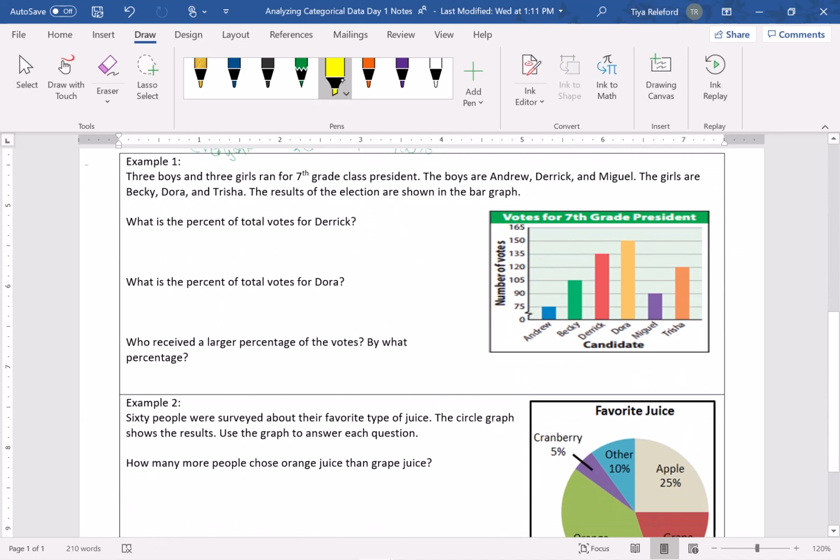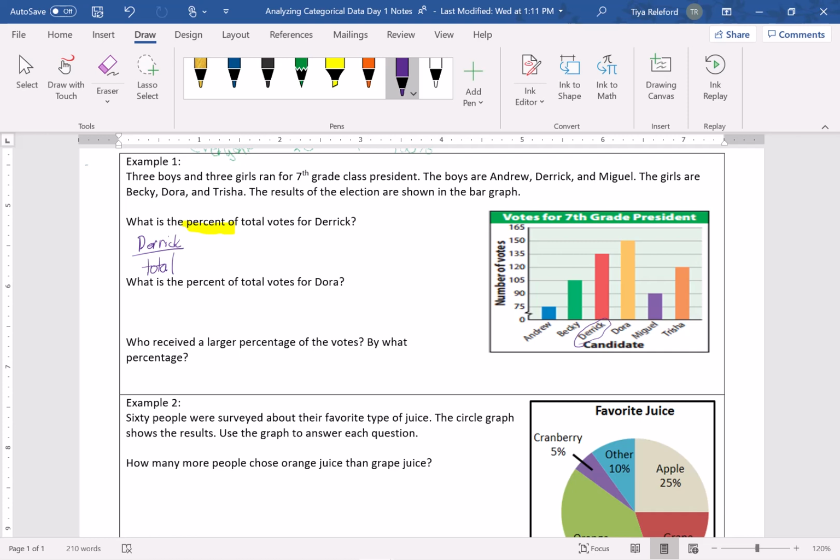All right, it says 3 boys and 3 girls ran for 7th grade class president. The boys are Andrew, Derek, and Miguel. The girls are Becky, Dora, and Trisha. The results of the election are shown in the bar graph. What is the percent of total votes for Derek? So find Derek. Now, we need the percent of the total votes. So Derek is going to go on top, and the total is going to go on bottom.